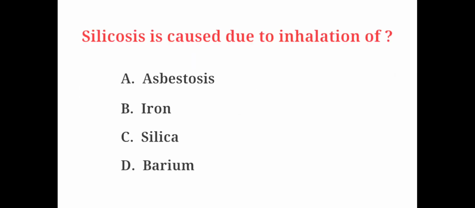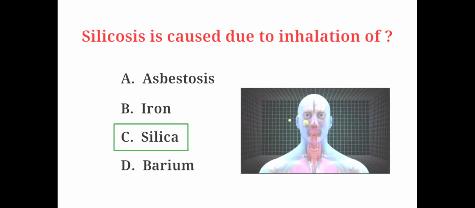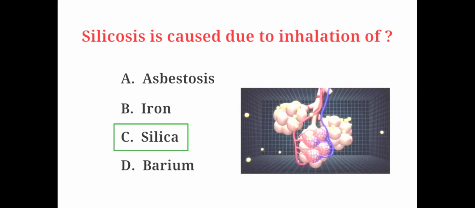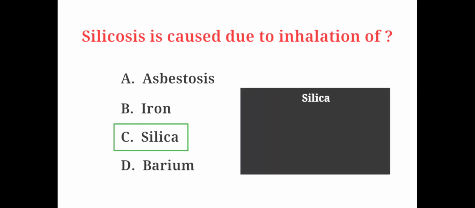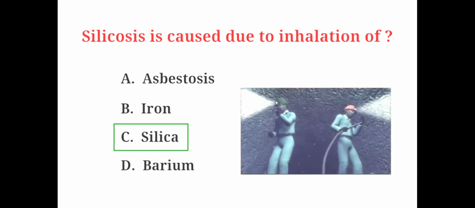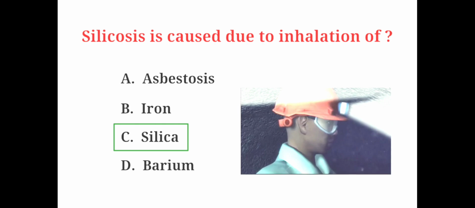Silicosis is caused due to inhalation of A. Asbestos, B. Iron, C. Silica, D. Barium. And the correct answer is C. Silica. Silicosis is a long-term lung disease caused by inhaling large amounts of crystalline silica dust, usually over many years. Silica is a substance naturally found in certain types of stone, rock, sand and clay. Working with these materials can create a very fine dust that can easily be inhaled.